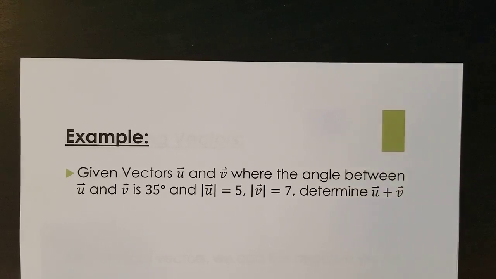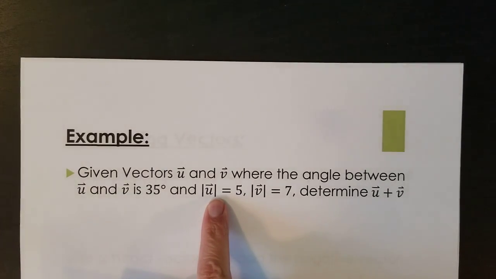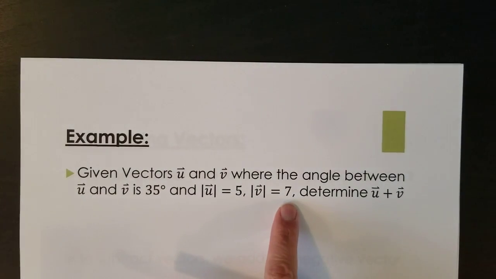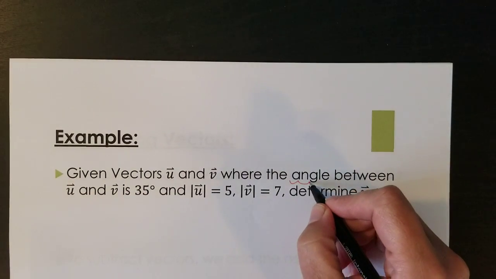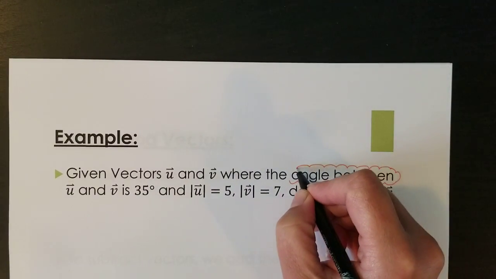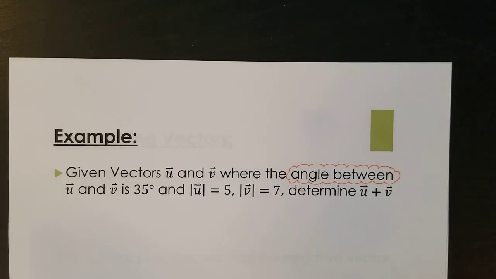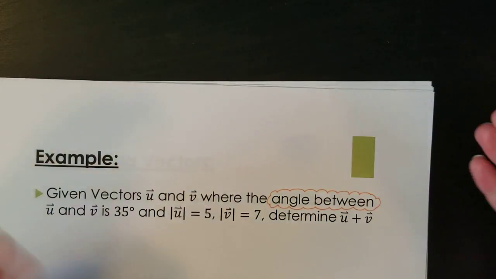So we have vectors u and v, where the angle between u and v is 35 degrees, and the magnitude of u is 5. Remember, that's the magnitude signs from last lesson. And the magnitude of v is 7. We want to determine u plus v. So I'm going to point out a couple things right from the start here. This angle between u and v is really important that you label it correctly. Whenever we say the angle between two vectors, that always means the tail-to-tail angle.